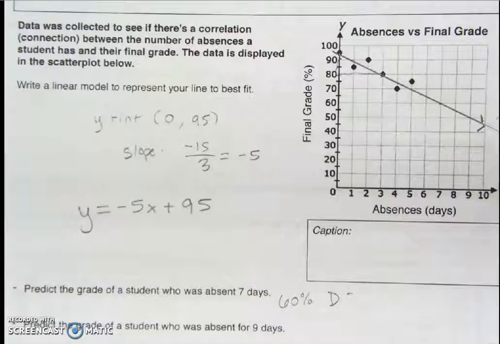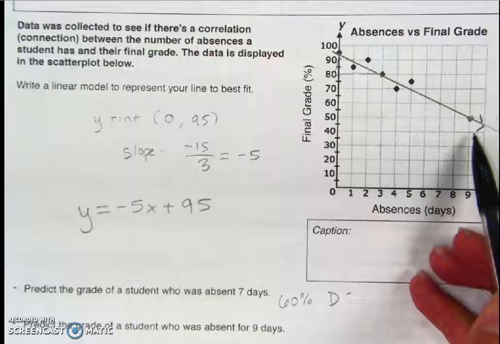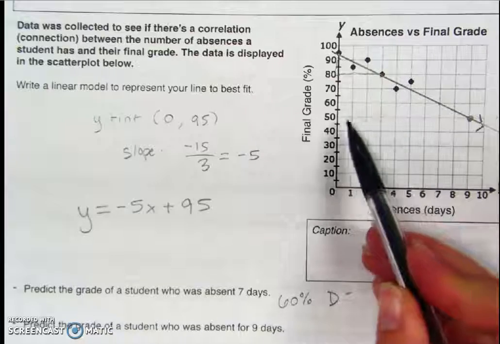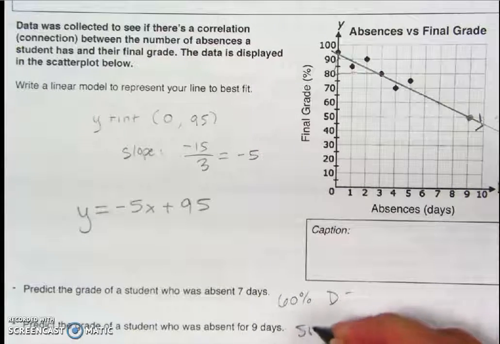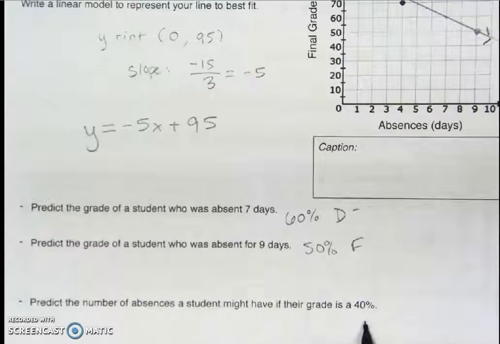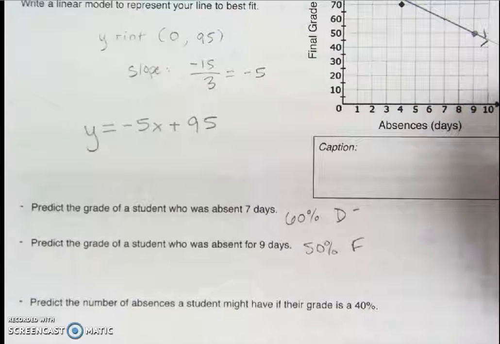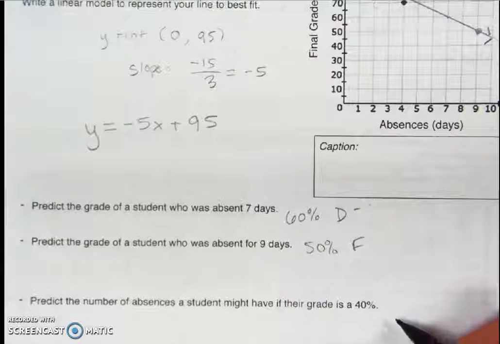What about a kid that's absent for 9 days? Oof, they're in trouble. So it looks like it would hit our trend line right there, which would be at about a 50% F. All right, so don't be absent. What if their final grade was a 40%? They might have been absent. Oh, it looks like it would hit way out here, maybe 11 days, maybe 12 days.